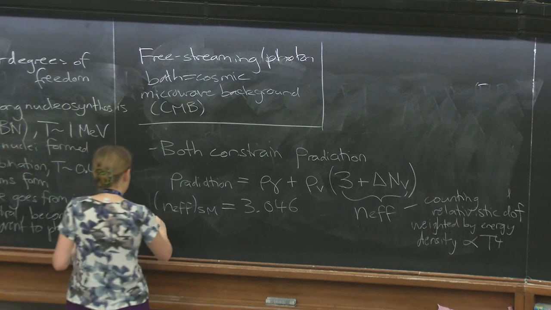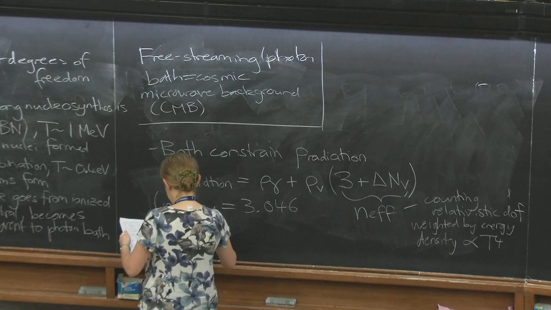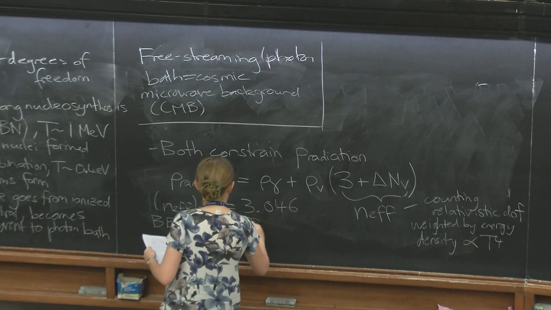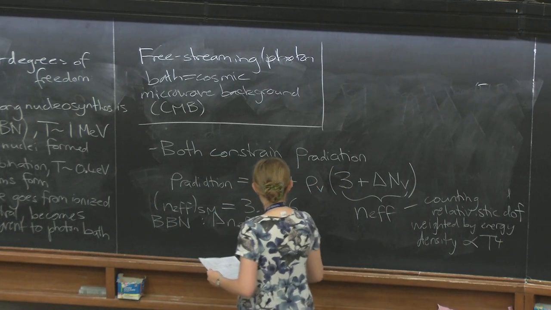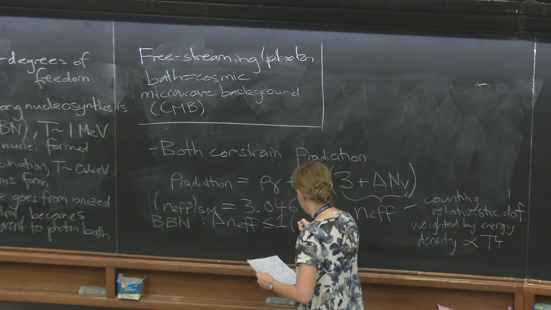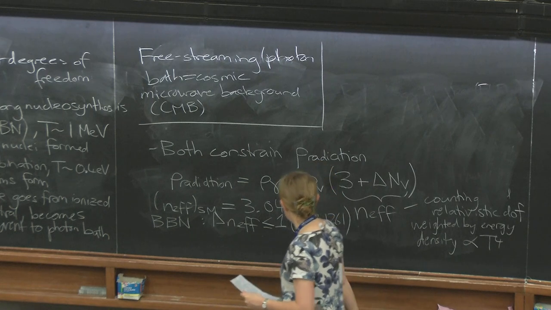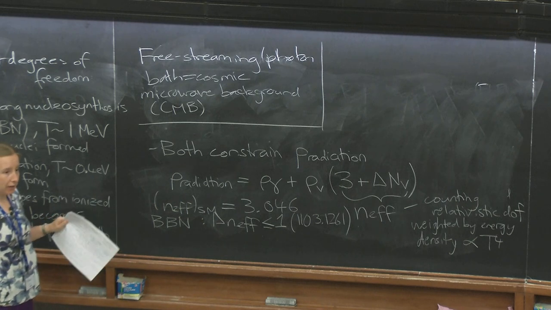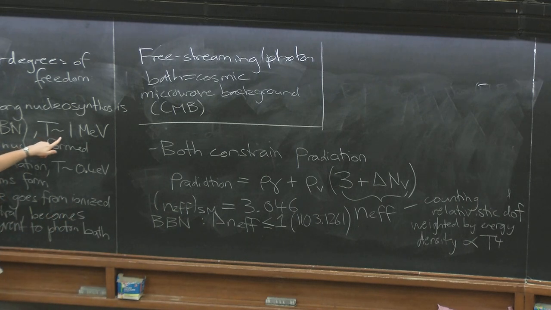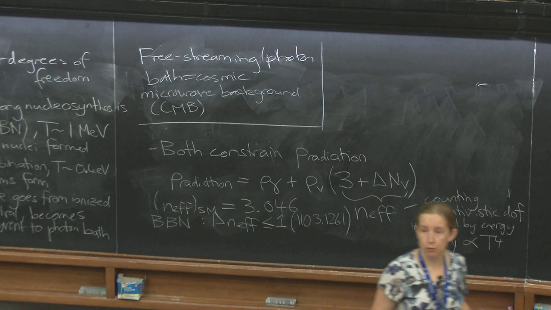What BBN tells us is that the change in N effective relative to this number should be less than or equal to 1, approximately. So the archive reference for this, I'll give that here. So this tells us that, broadly speaking, at the time of BBN, so at a temperature of 1 MeV, you can't have more than 1 extra neutrino-like degree of freedom in the universe. Question up there?